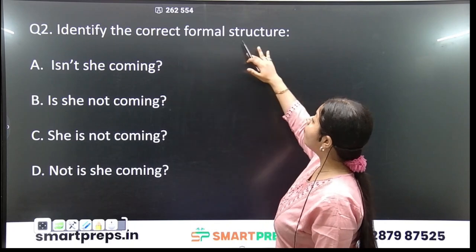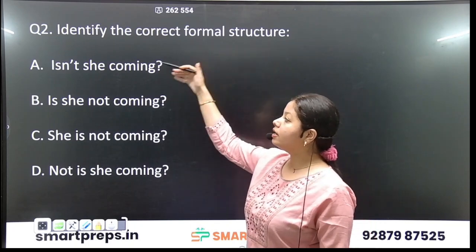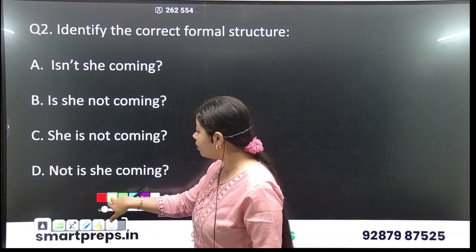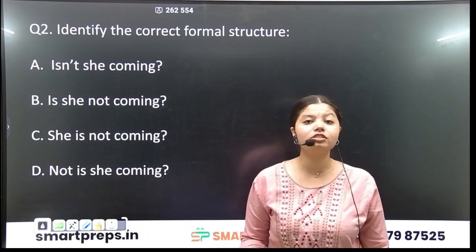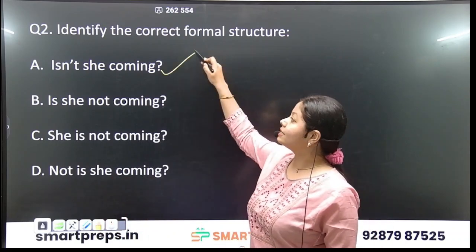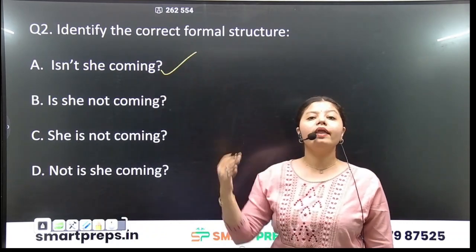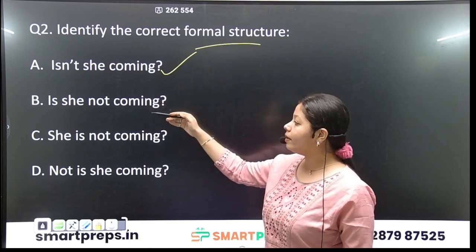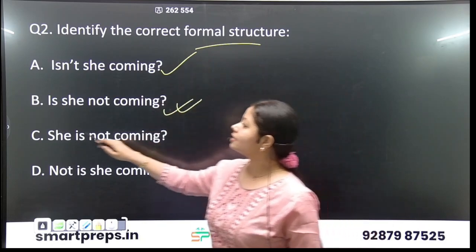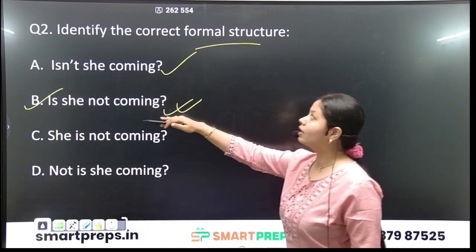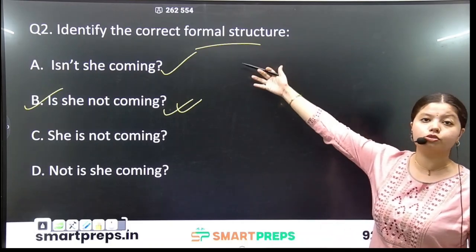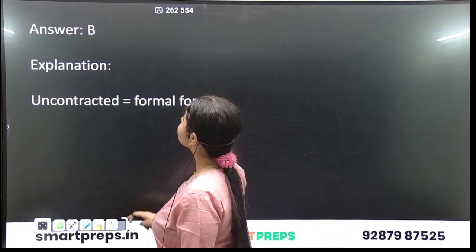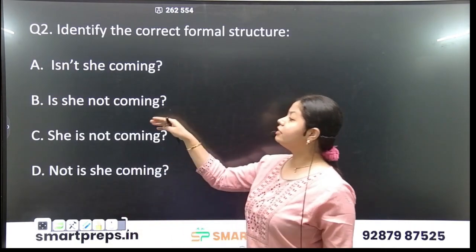Identify the correct formal structure. "Isn't she coming?" or "Is she not coming?" Okay, so what did I say? Whenever we are using the informal structure, then "Isn't she coming?" is correct. But whenever we are using the formal structure, then "Is she not coming?" is the correct sentence. So the answer will be "Is she not coming?" because we have been asked about the formal structure, not the informal structure. Yes, the answer is B, "Is she not coming?"